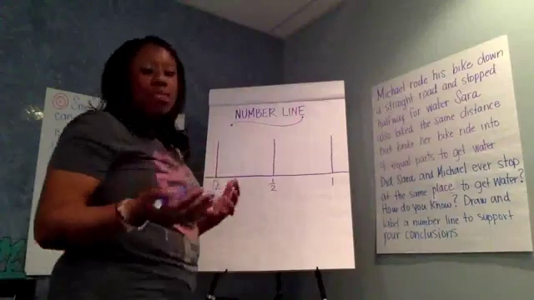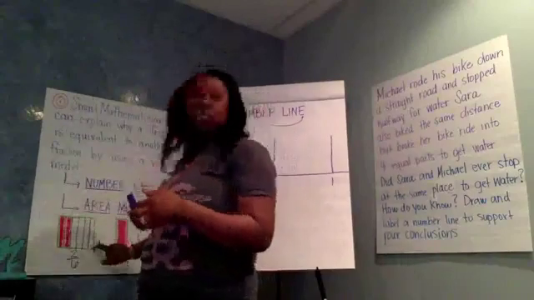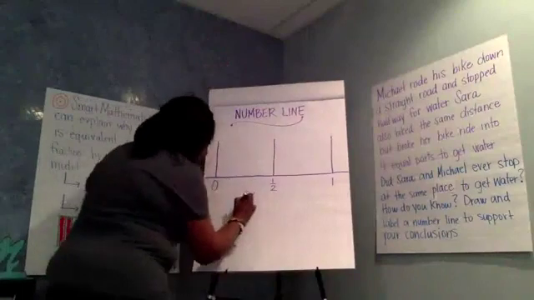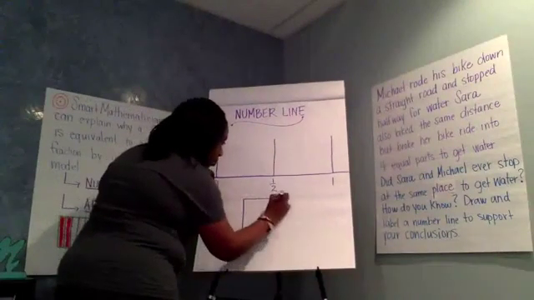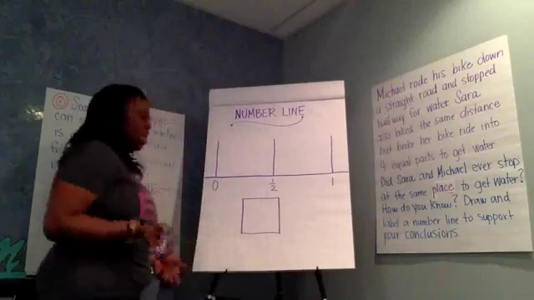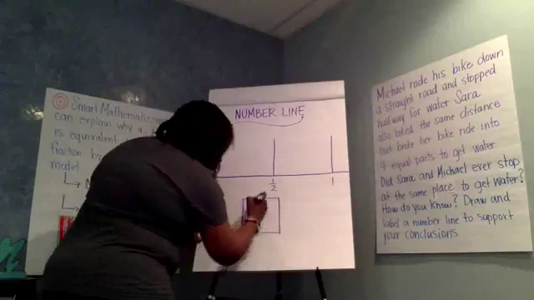I would recommend you have your child draw another visual model, but this time I would do an area model, okay? So I'm going to draw a square, and I'm going to divide it into 4 equal parts as best as I can.